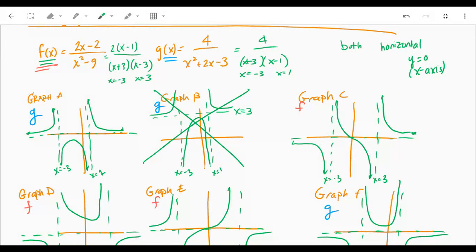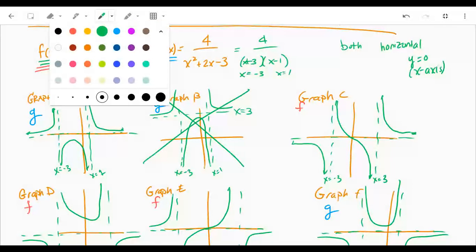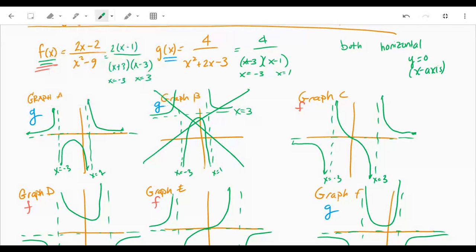Okay. Now, the next thing that you're going to do is you're going to plug in some points. Okay. So the easiest thing to do is find 0. So f of 0, right, would be 2/9.